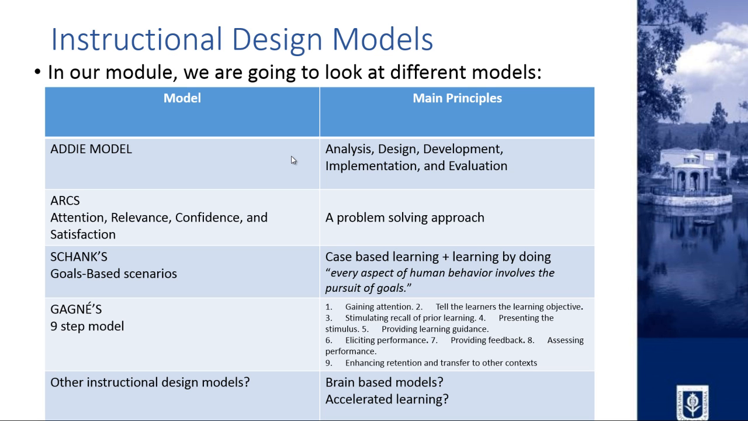Another model we're going to look at is the ARCS model: Attention, Relevance, Competence, and Satisfaction. This model belongs to Keller, and you're going to read about it too. This one is a problem-solving approach in which students putting their hands on activities fosters learning. Another one we're going to look at is Schank's. Schank's model is a goal-based scenarios model in which Schank proposes that every aspect of human behavior involves the pursuit of goals.